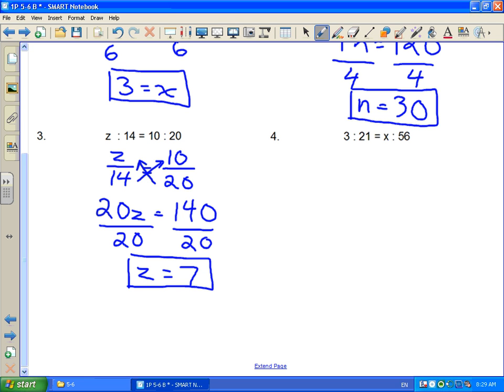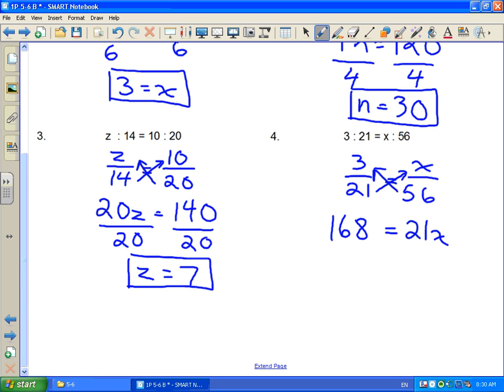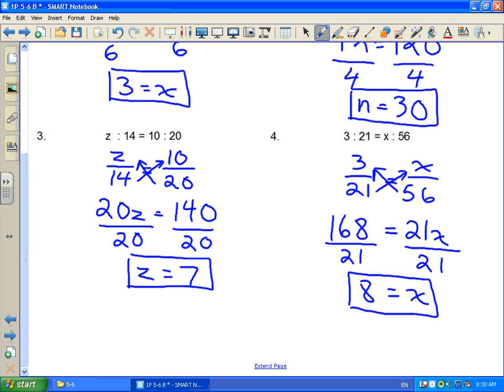The last one here, we have 3 to 21 equals x to 56. Write both of them as fractions. 3 over 21, x over 56. Cross multiply. 21 times x is 21x. 3 times 56, punch that into our calculator, 168. We want to divide by 21, divide by 21. On the right-hand side, we have x. On the left-hand side, we have 8. So our answer is x equals 8. And that's solving proportions.